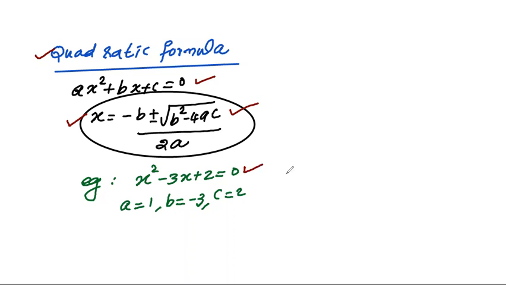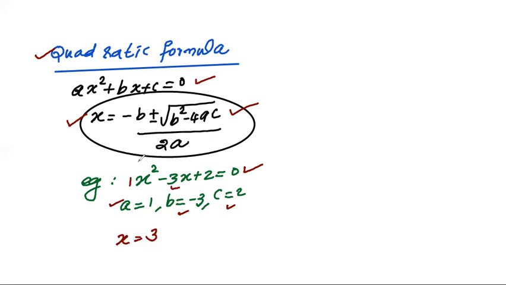Here I have written one quadratic equation: x² − 3x + 2 = 0. If you check this, the coefficient of x² is 1, so a = 1. The coefficient of x is −3, so b = −3. The constant term is 2, so c = 2. Let me write the formula. x is equal to, what's the first term? Minus b. Here b is −3, so minus b will be 3.